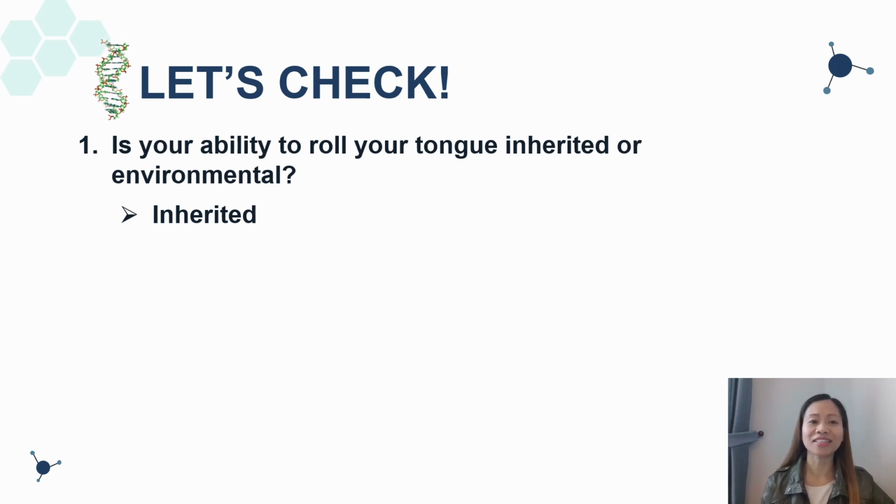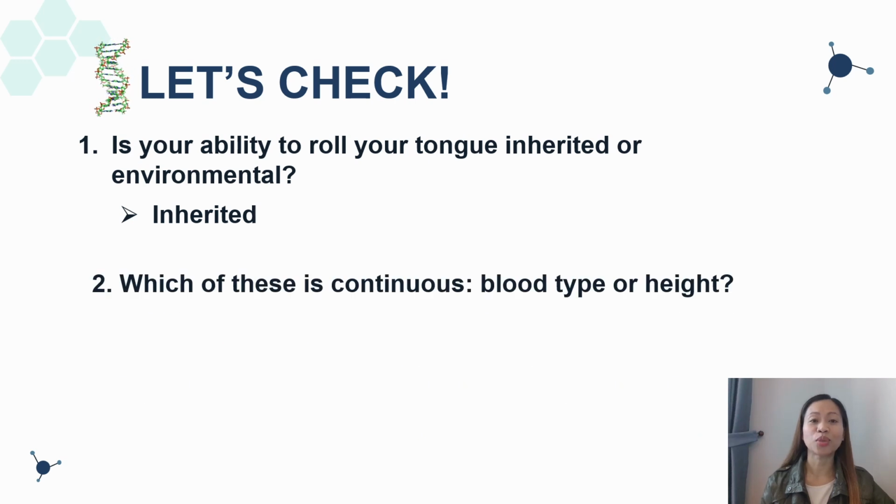Which of these is an example of continuous variation? Blood type or height? That's right. Height is continuous because it varies gradually from person to person.